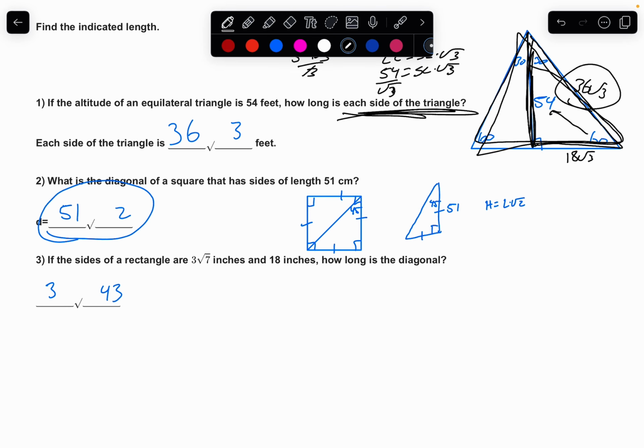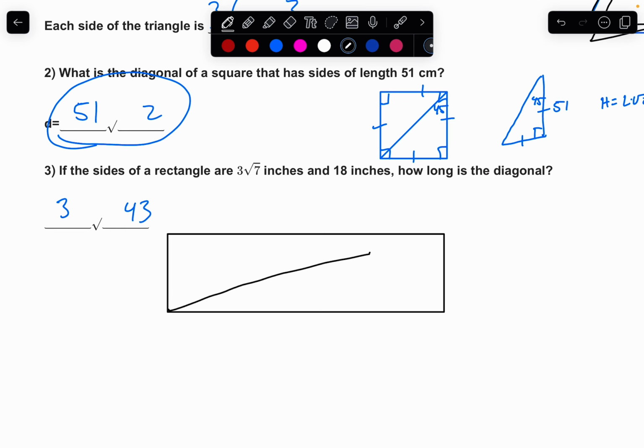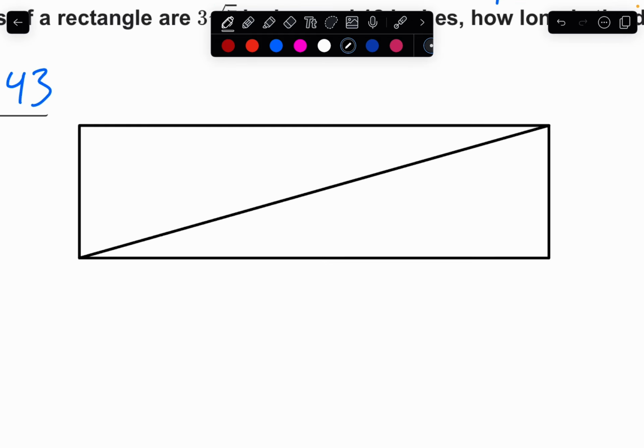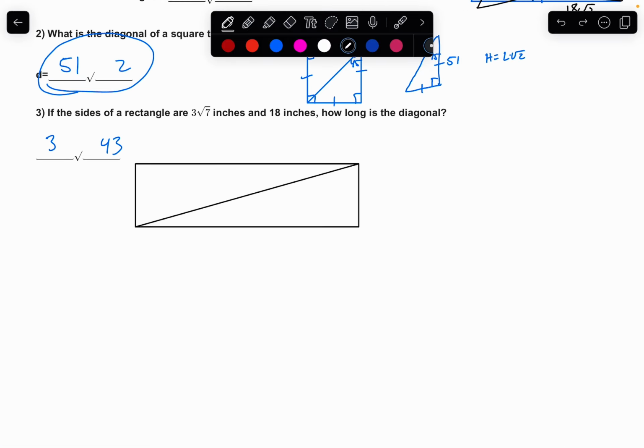And then finally, the rectangle, which actually, believe it or not, I get the most mistakes on. So I got this rectangle here. If I draw the diagonal, this does not have to be 30. It does not have to be 60. Please do not assume it's one of our special right triangles.